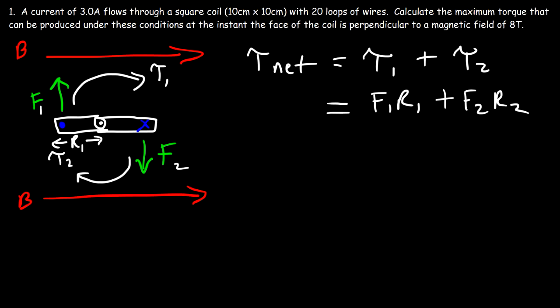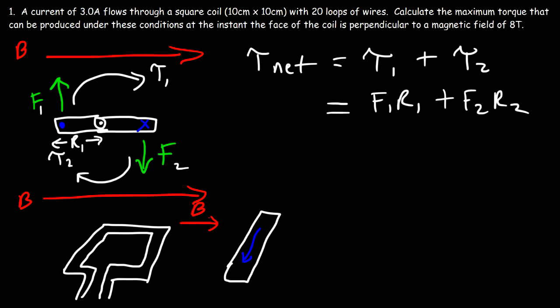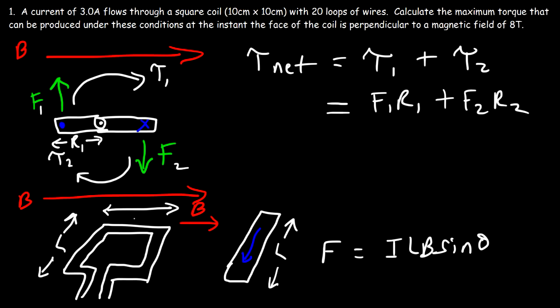So what's F in this example? Well, if we go back to our picture, let's focus on that part of the wire. Whenever you have a current flowing through a conductor or a wire, and that current is exposed to a magnetic field, the magnetic field will exert a force on the moving charges. And that magnetic force can be calculated using this equation. It's ILB sine theta. Now, L is the length of the wire. So this is L. And let's call this the width of the wire. So we'll say that's W.